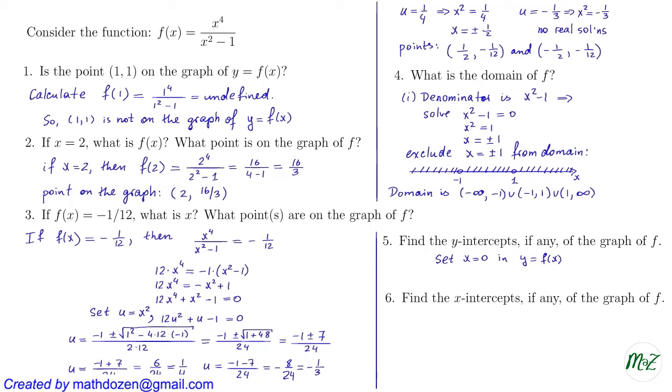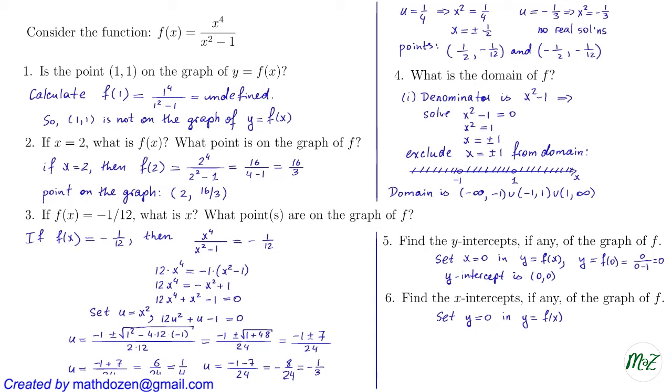Now to find the y-intercepts, we're going to set x equals 0 in the equation y equals f of x. So we're getting y is equal to f of 0, so that's 0 over 0 minus 1. That evaluates to 0. So the y-intercept will be at (0, 0).